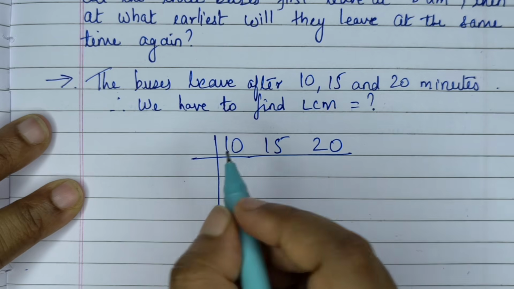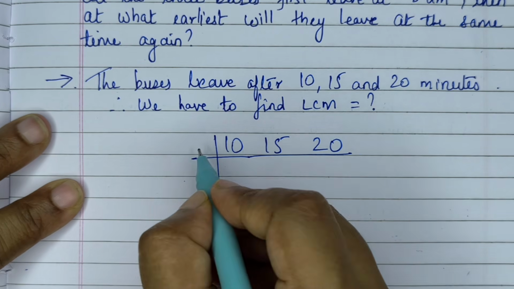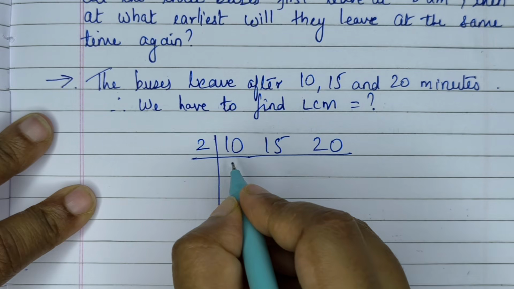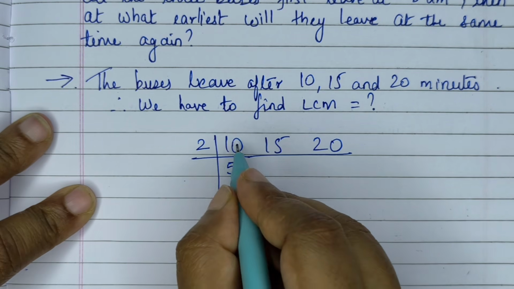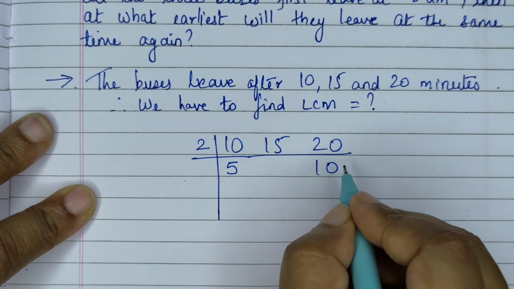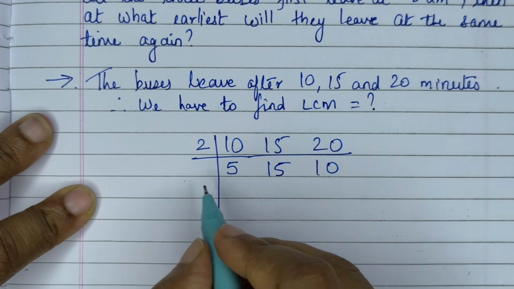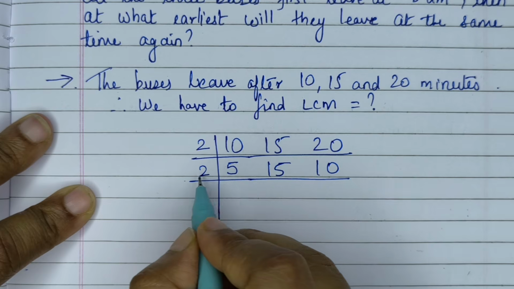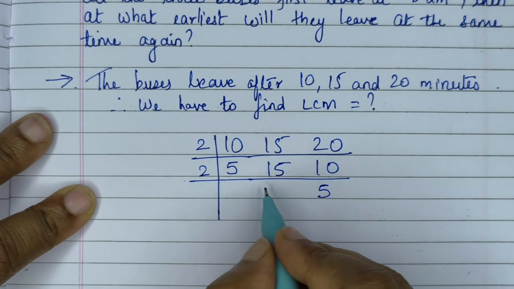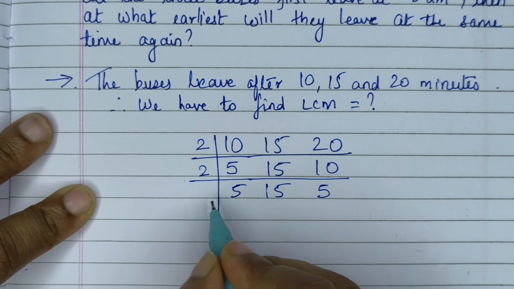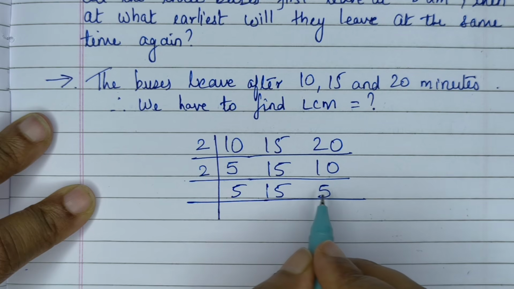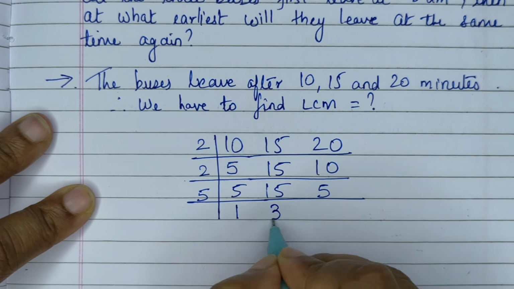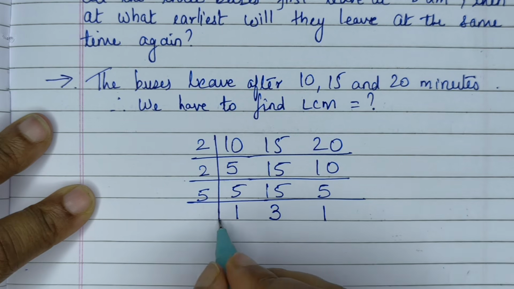So first we can start with 5 also, but I am starting with 2. 2 5s are 10, 2 5s are 10, 2 10s are 20, and we will bring this 15 down as it is. Then again I'm using 2. 2 5s are 10, and I'm bringing 15 and 5 down as it is. Now I'm taking the 5 times table. At the beginning also you could take the 5 times table. 5 1s are 5, 5 3s are 15, and 5 1s are 5.